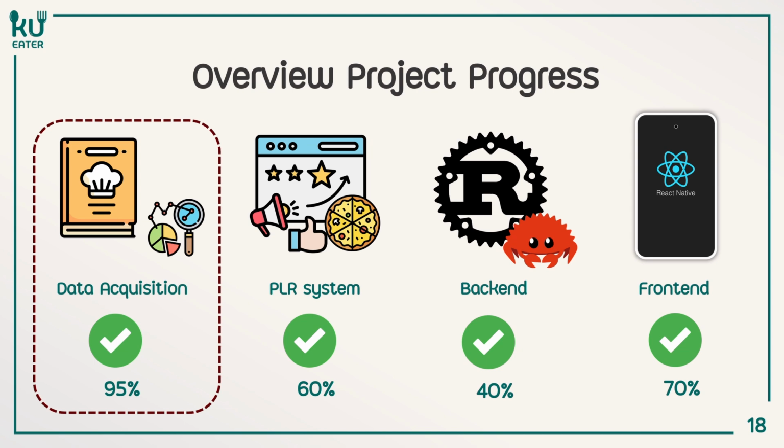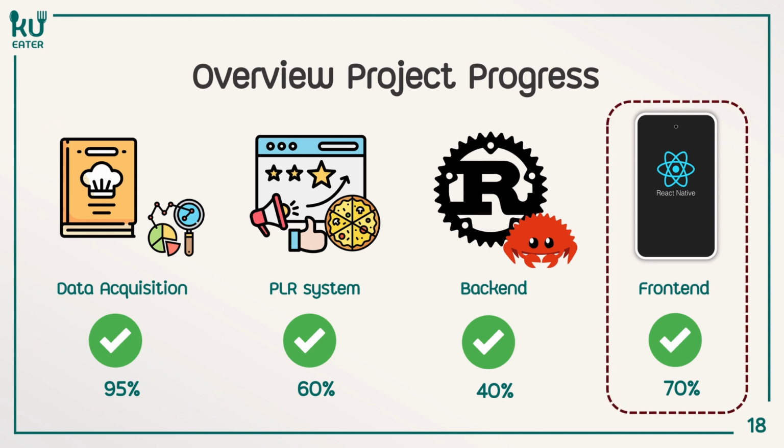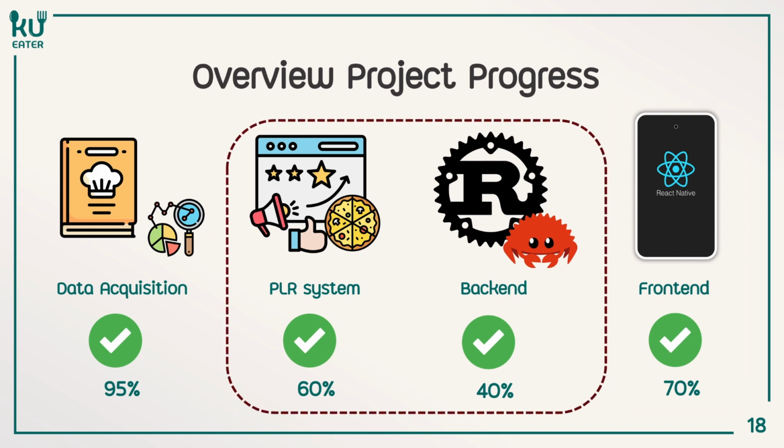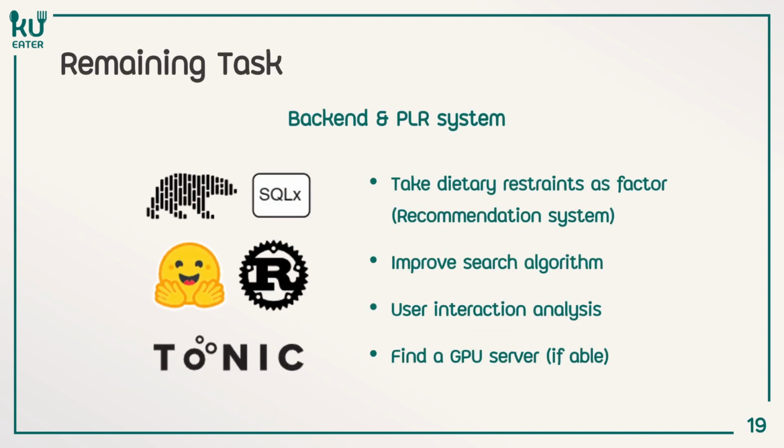For the data acquisition part, we are done over 95%, and the remaining part is just transferring the menu images to a CDN service. For the front end, we have already finished about 70%, and for these two parts, the recommendation system and backend, we still have to focus more. Honestly, we are working a bit slower than we expected on this part. The remaining tasks for the backend and recommendation system include taking dietary restrictions as a factor, improving the search algorithm, user interaction analysis, and finding the GPU server.